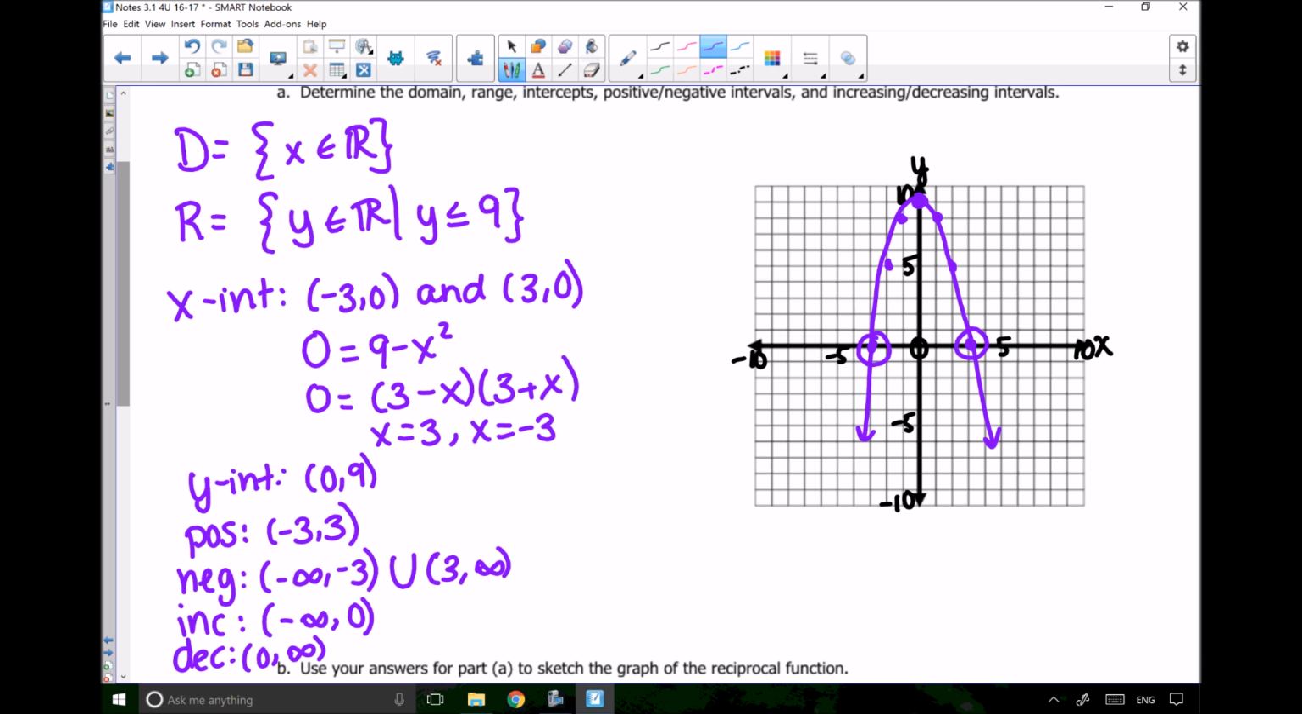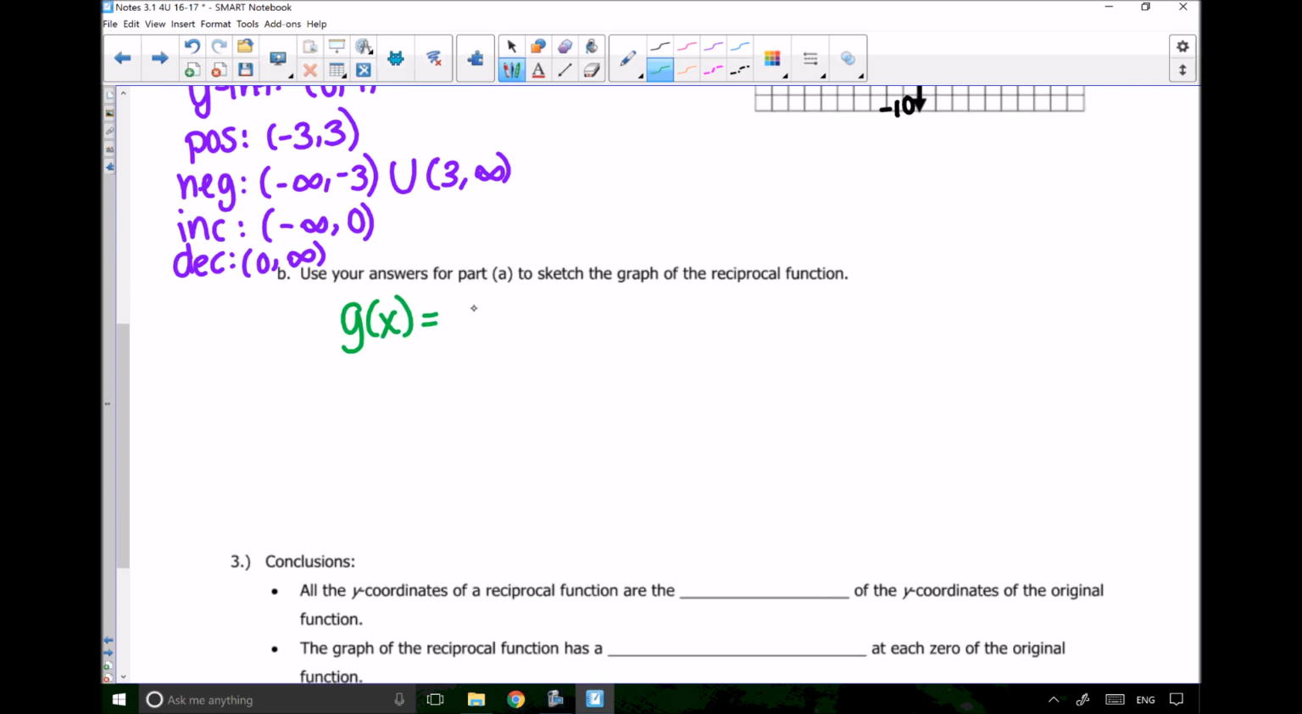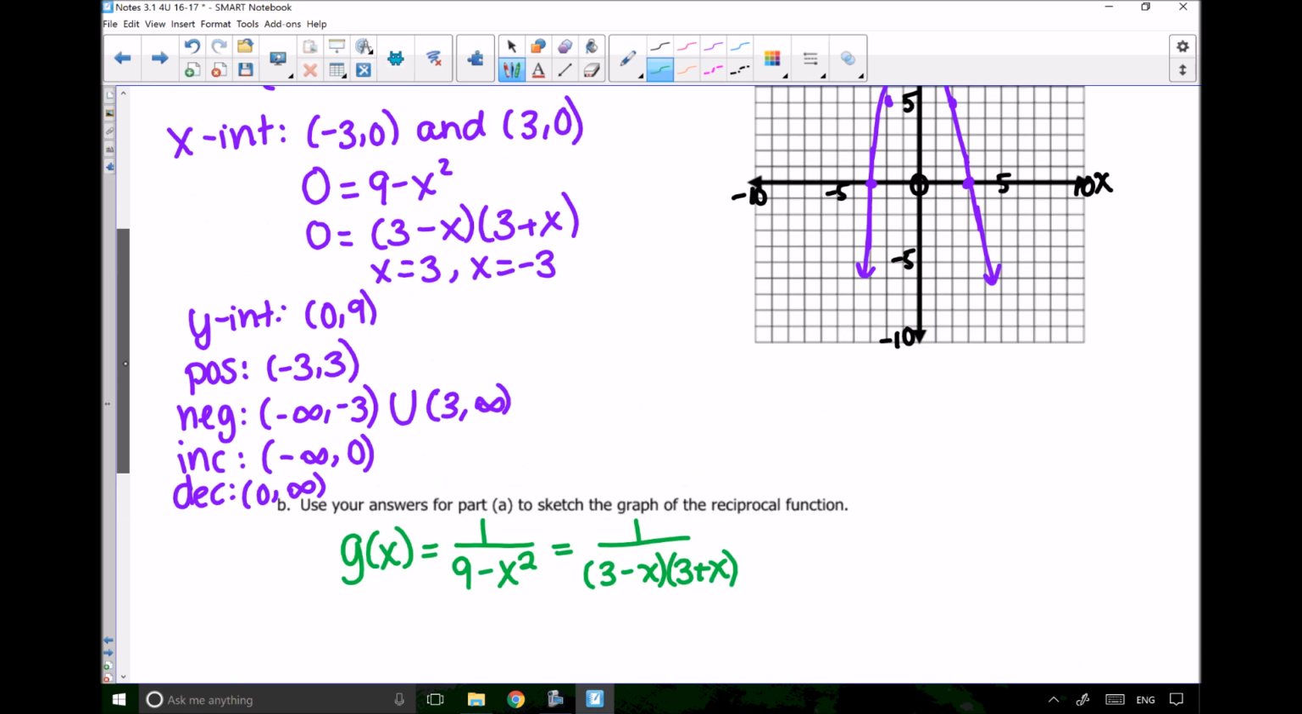Okay, so now that we have all that information, we can use that to help us figure out how to graph our reciprocal function, which is what question B says. Use your answers for part A to sketch the graph of the reciprocal function. So we know that our reciprocal function is g of x equals 1 over 9 minus x squared. But one thing I want you to do is factor that denominator so we can see it in two different ways. So I can also say it's 1 over (3 minus x) times (3 plus x).